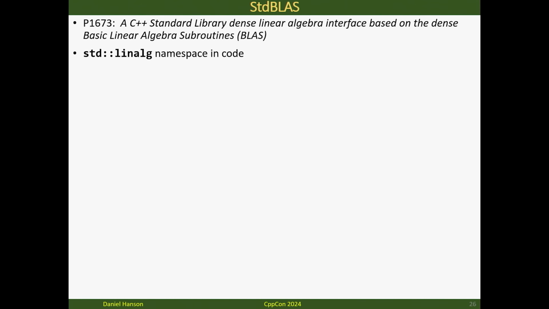So we'll talk a little bit about BLAS. This is, again, proposal 1673. This is how they describe it in the documentation. Again, keep in mind, this is an interface based on an arbitrary BLAS library. It's scoped under std::linalg in that namespace in the code, so sometimes it's actually referred to as std linalg rather than std BLAS.